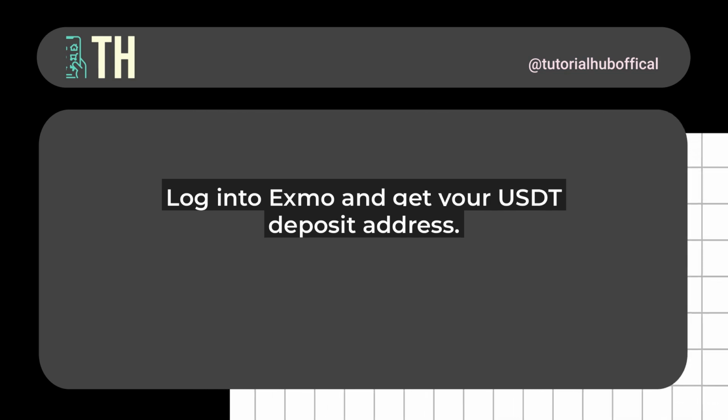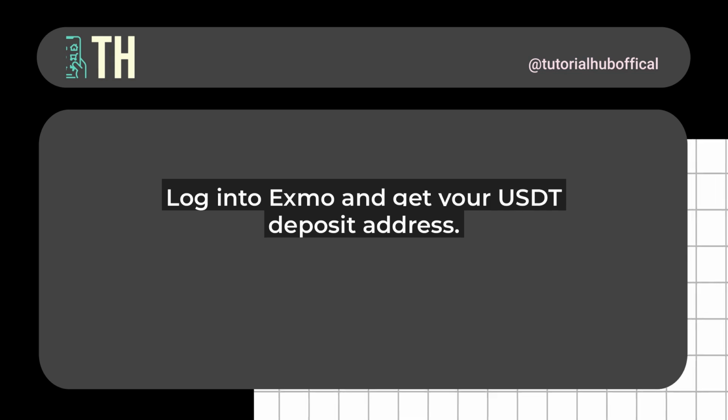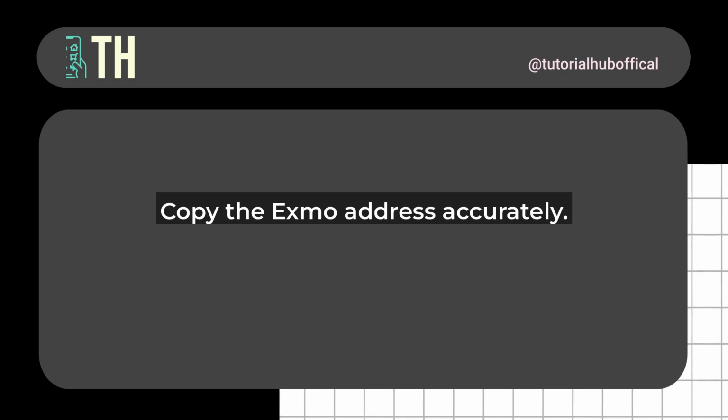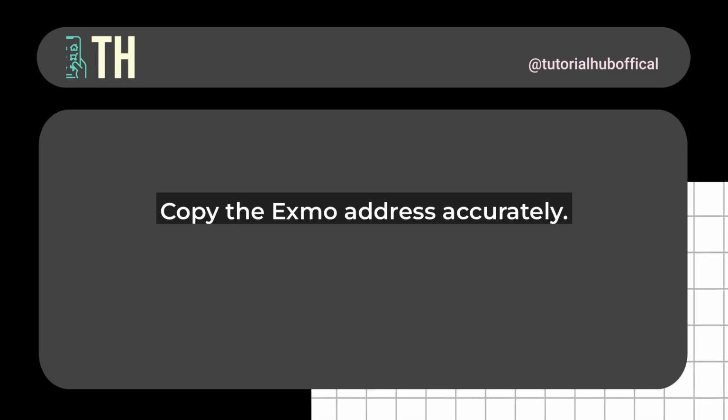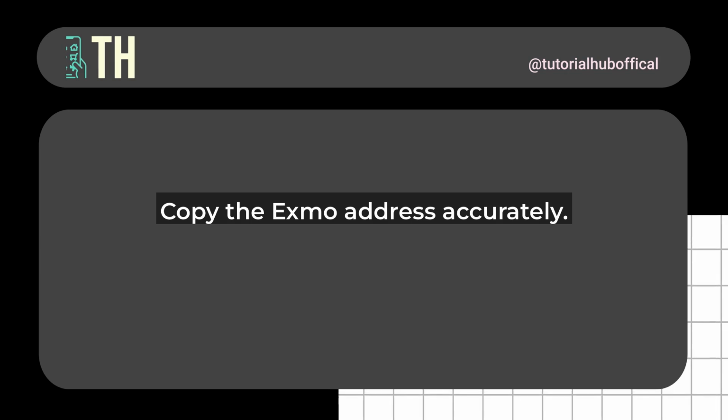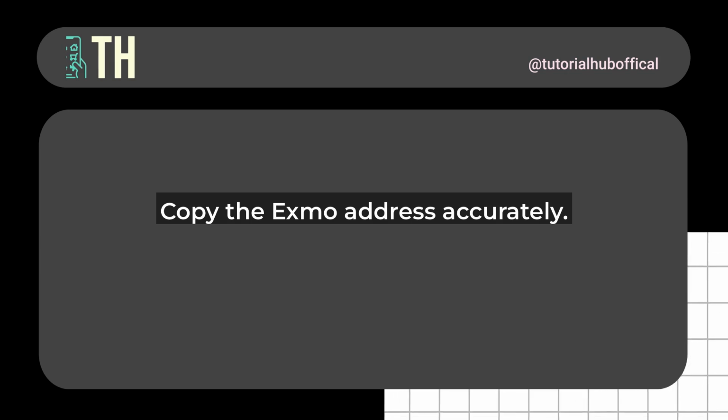Before proceeding, switch over to Exmo. Log in to your Exmo account and go to the wallet or deposit section. Find your USDT wallet address. Make sure it's for the correct network, like Tron or Ethereum, as specified for 2025 protocols. Copy this address carefully. One wrong digit could mean lost funds.